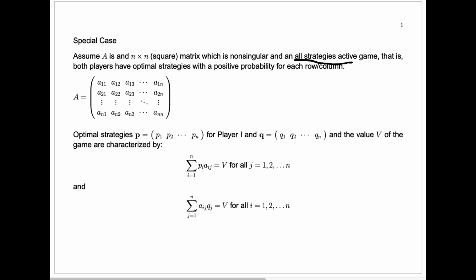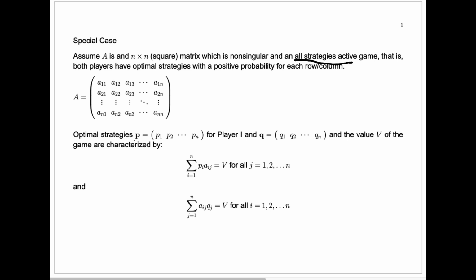Now that's a lot to assume, and certainly not every game is like that. But if we're so lucky as to have all those situations occur, and there are a wide class of games in which they do occur, then we can simplify things and use the notation of linear algebra to get a nice compact form of solutions for the game. And so we're going to run through how that works.